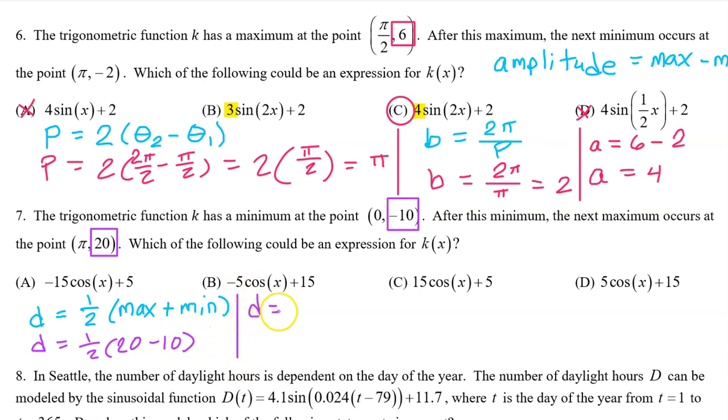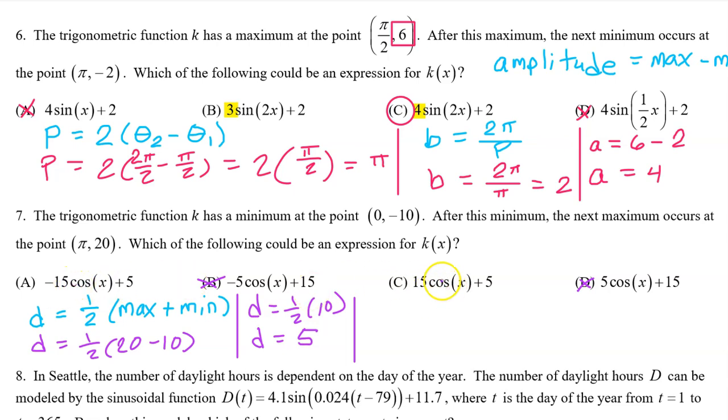So that means the d value is 1/2 of 10, which of course means that the d value is 5. So we have narrowed it down to either A or C, which have the correct value of d. We can throw out options B and D. What is different about option A and option C?